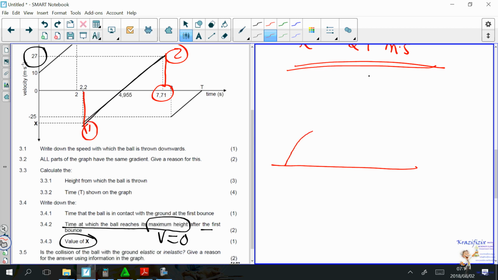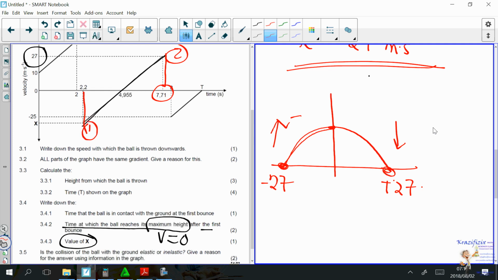You must understand vertical projectile motion, symmetry. It leaves the ground. These velocities must be the same because it's a free fall. So if this is 27, this is negative 27 because it's going up. Coming down it must hit the ground at 27, a symmetrical graph. The time from here to the maximum height is the same time from the maximum height to the same level. So we have that there.